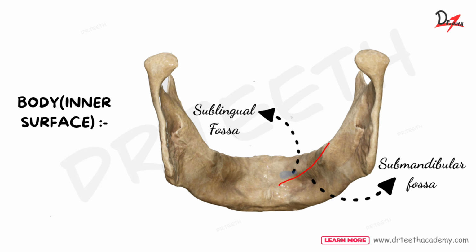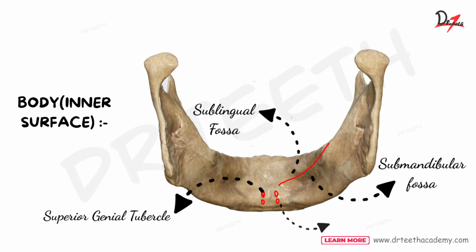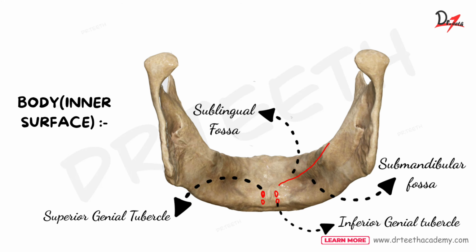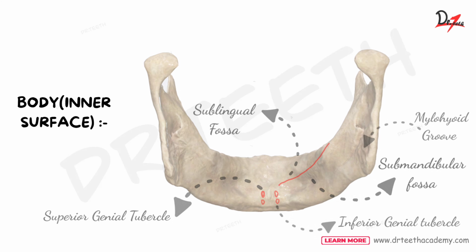Now, in the posterior surface of the symphysis menti, we can see these four small elevations. The upper two are the superior genial tubercles, and the lower two are the inferior genial tubercles. And last is the mylohyoid groove, which is present on the ramus.